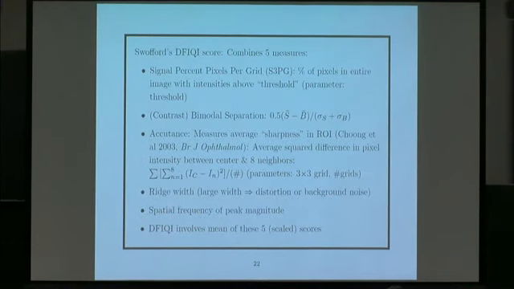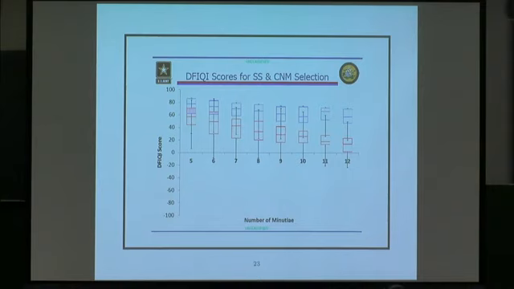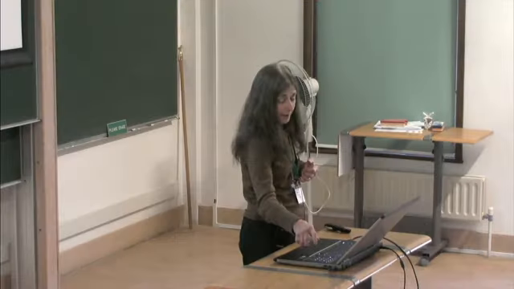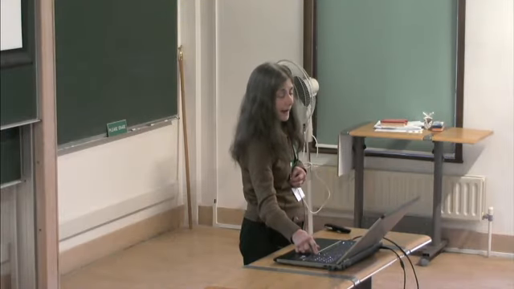Henry Swofford has a DFIQI score, which, if you thought mine was complicated, this one's even more complicated. It combines 5 measures. But he actually did some tests on same source, which is shown in blue, and different source, which is shown in red. And based on the number of minutiae, it does look like he's getting fairly good separation in the distributions of these scores. But he's still testing this. I'm going to skip that.